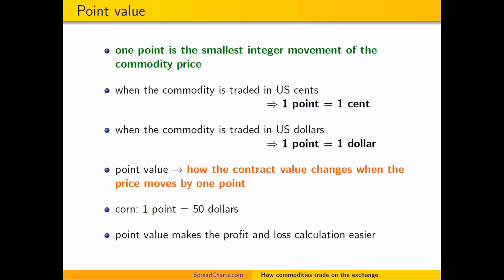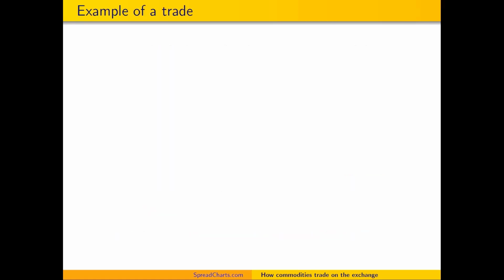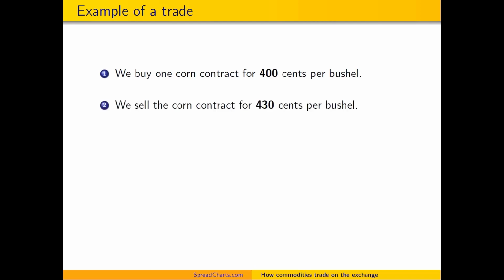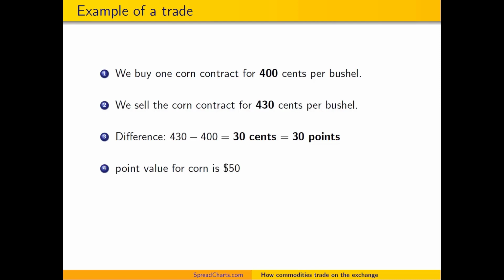Here is a concrete example. When we buy a corn futures contract for 400 cents per bushel and sell the contract for 430 cents, the difference is 30 points or 30 cents. And if we know that the point value for corn is $50, it is straightforward to calculate our profit. 30 points multiplied by $50 equals $1,500.